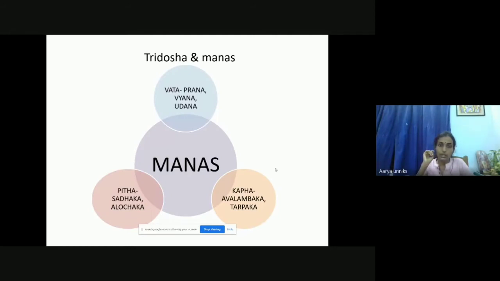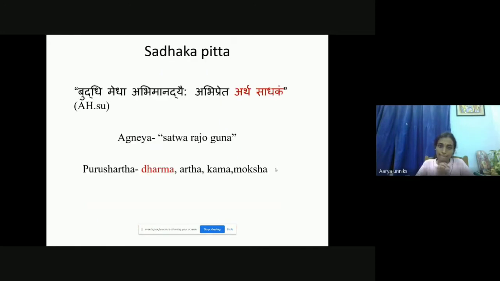All the three doshas are involved in the normal functioning of Manas: Vata, mainly Prana, Udana, Vyana; Pitta, Sadhaka and Alochaka Pitta. Alochaka is Rupa Alochana Smritam, but as Bhela says, Buddhi Vaisheshika Alochana Pittam is involved; and Kapha, Avalambaka and Tarpaka. Among these, I would like to bring special attention to Sadhaka Pitta. Buddhi medha abhimanadye abhipretartha sadhakam. Sadhakam hridgatam pittam. This is what we have learned in Ashtanga Hridaya Sutrasthana. In all these, Sadhaka Pitta is involved. We'll see a word similar to abhimana in the Rajo Guna Yukta Purusha Lakshana later.